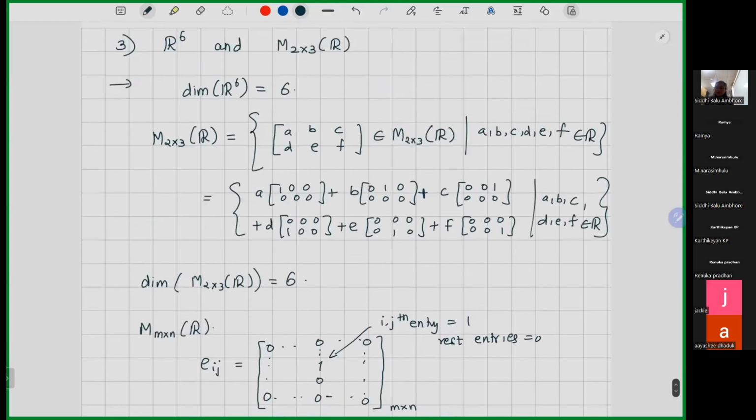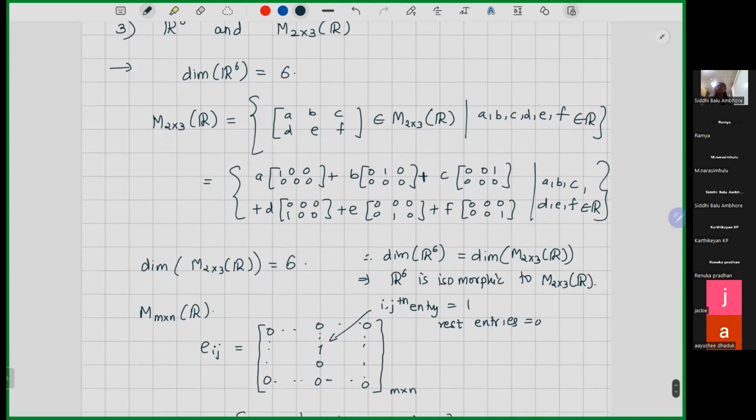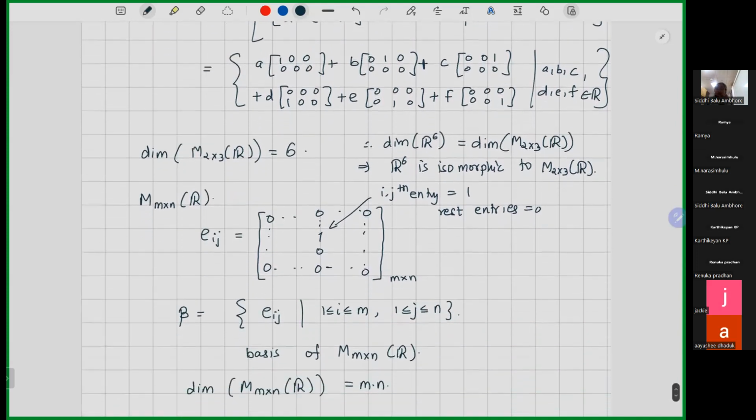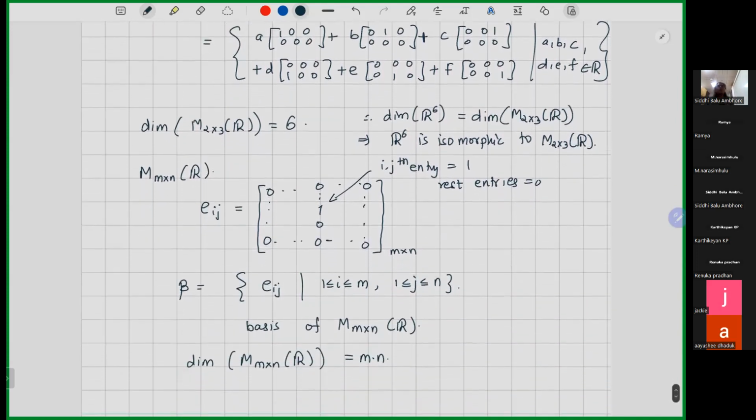Okay. So here the dimension of M 2 cross 3 R is 6. So therefore the dimension of R6 is equal to the dimension of M 2 cross 3 R. So this implies what? That R6 is isomorphic to M 2 cross 3 R. Any doubts here? And also here, that the dimension of any M cross N matrices is M into N.